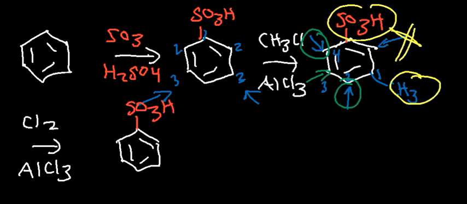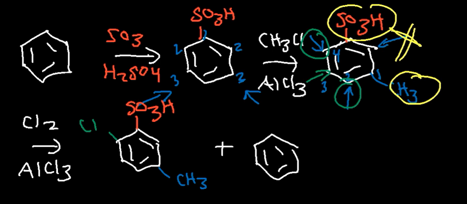So whenever you have to decide which group is going to determine where the new group is going to go, look at which one is more activating. In this case, methyl is more activating, so it's going to direct the chlorine where to go in the ring. So these are the two products that we're going to get for this reaction. So let's try another example like this.